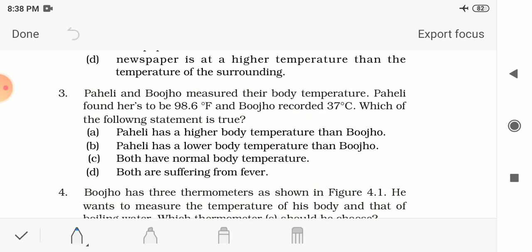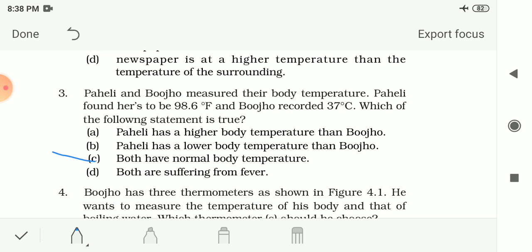Paheli and Boojho measured their body temperature. Paheli found hers to be 98.6 degree Fahrenheit and Boojho recorded 37 degrees Celsius. Now which of the following statements is true? So the options are given to you. Paheli has a higher body temperature than Boojho. Next option, Paheli has a lower body temperature than Boojho. Option C, both have normal body temperature, and option D, both are suffering from fever. So your answer is option C, both have normal body temperature.